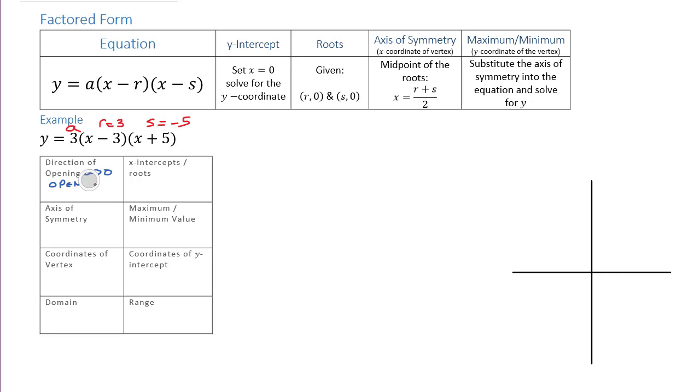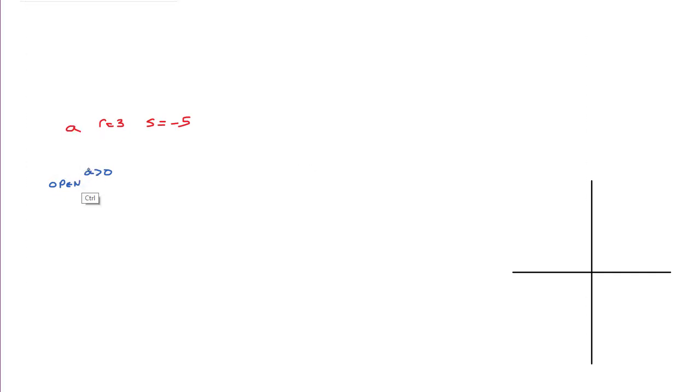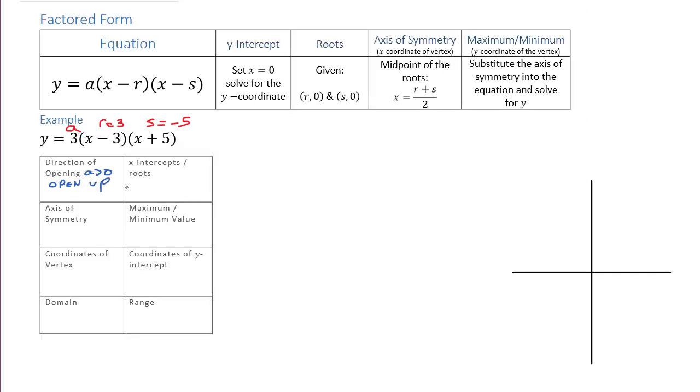And if it opens up, that means, oops, didn't mean to delete all that. If it opens up, that means we have a minimum value again. If it opened down, we'd have a maximum. Now, we also know right off the bat what our roots are. That's the nice thing about factored form: they are 3 and negative 5. So if we wrote them as coordinates, it would be (3, 0) and (-5, 0) on our graph.